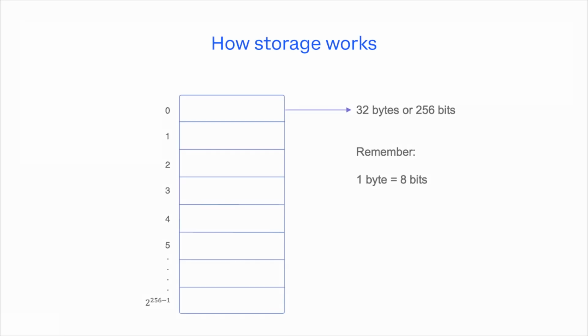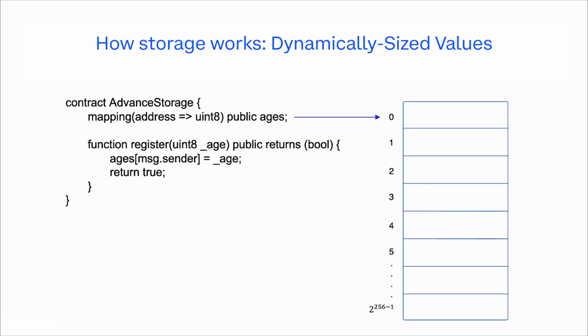We have learned before how the storage works for fixed size types. However, mappings fit into a different category called dynamically sized values. This is mainly because with mappings, we cannot really know how many values are going to be stored in this data structure.